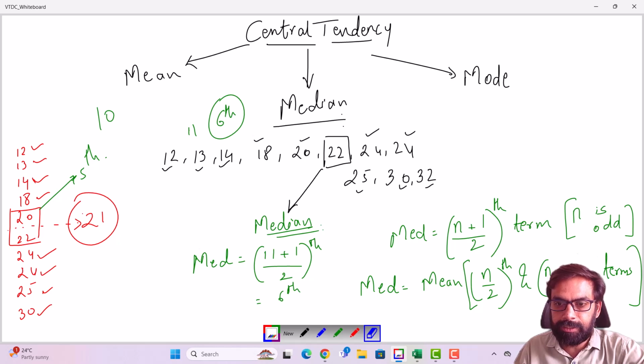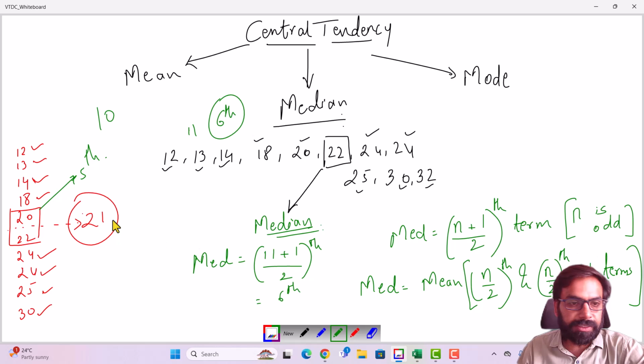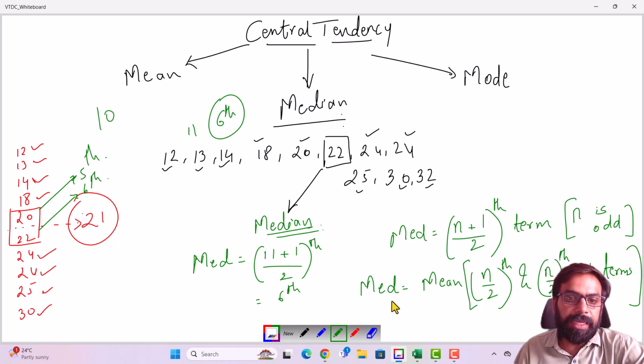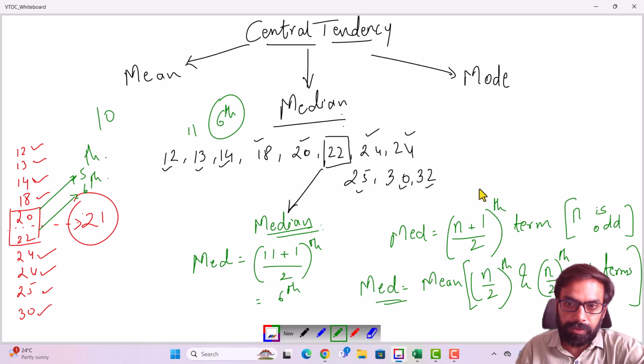I'll just correct it. A small correction though. So it's the n by 2th term and the (n by 2 plus 1)th term, right? So in this case it's the 5th term and then the 6th term. So the average of the 5th and the 6th term will come out to be my median, because there is no one mid value. Okay.